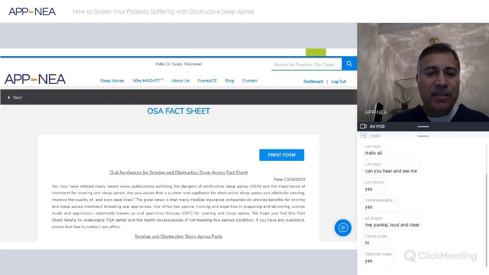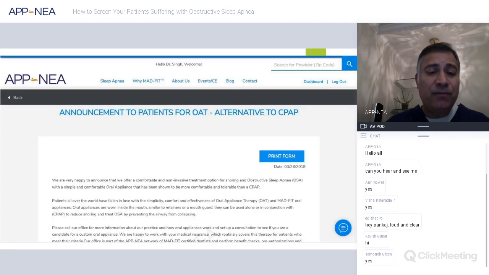But these letters, which are in the generic resources section, are not branded to the patient. They're not patient specific, but they are practice specific. So we've got OSA fact sheets that you can download as PDFs and send out to your patients, making them aware of what sleep apnea is. This could be like an email blast with an attachment of this fact sheet, all for you. And we also have an announcement for patients that you're treating sleep apnea with oral appliance therapy instead of a CPAP.